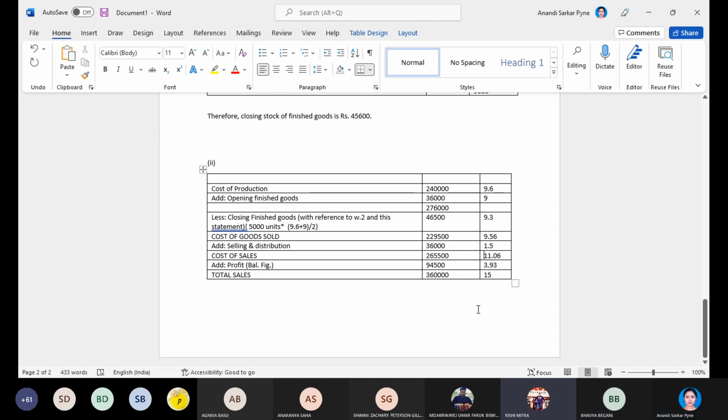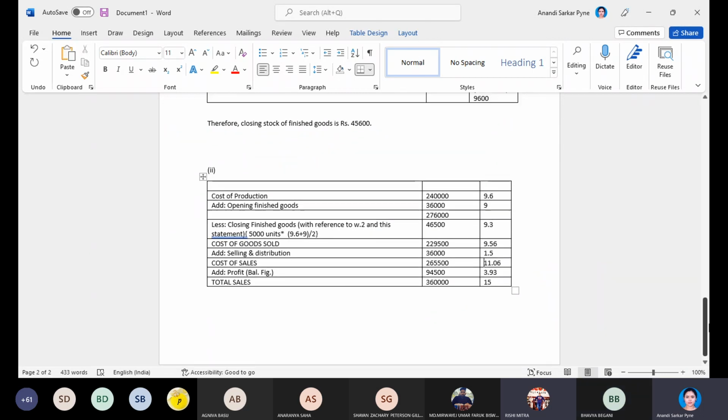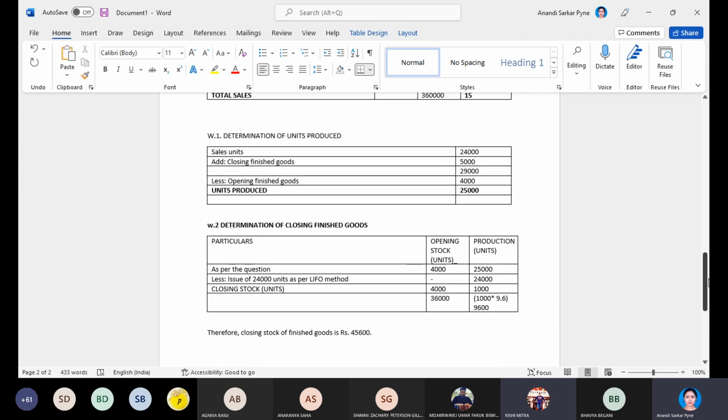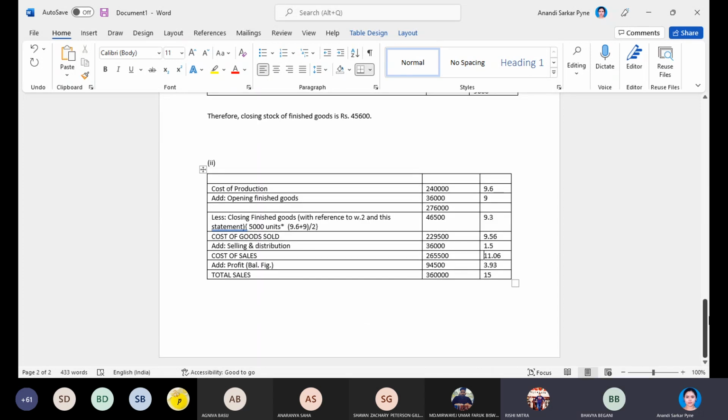Okay, ma'am. Now, if you have used simple average, you have seen that the profit is 94,500, but here the profit is 93,600. Thus, we can conclude that profit is increasing if we use the simple average method. So it is suggested to the company that they use the simple average method for stock valuation. Understood?